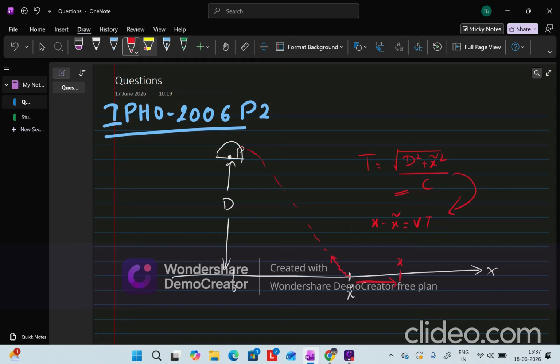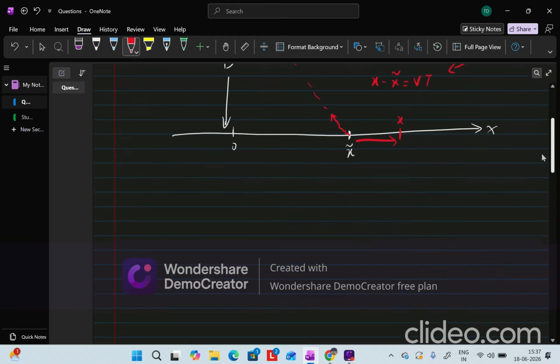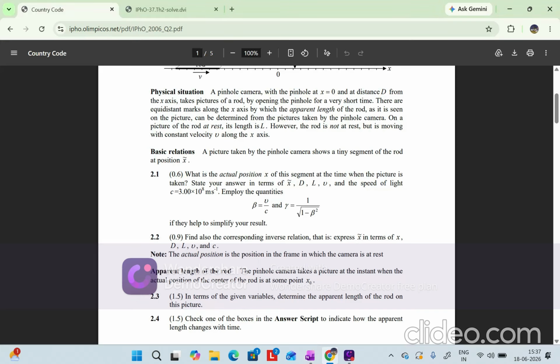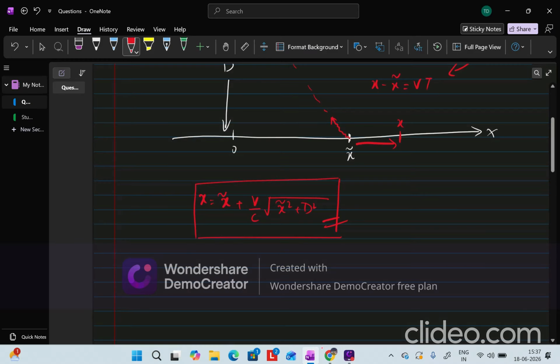Plugging it into this equation, we get x equals x tilde plus v by c times the square root of x tilde squared plus d squared. And that's the answer to my question. So the answer to the first question, expressing x in terms of x tilde and the other variables, comes out to be x tilde plus v by c times the square root of x tilde squared plus d squared, which you can further simplify as x tilde plus beta times the square root of x tilde squared plus d squared. So that's the answer to my first part. Here is my solution to 2.1.